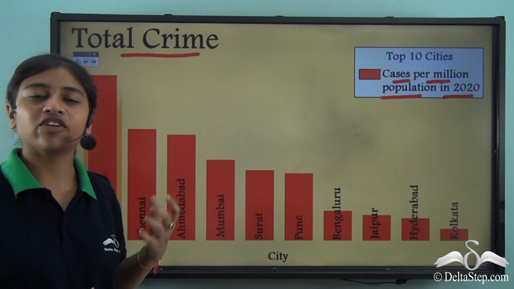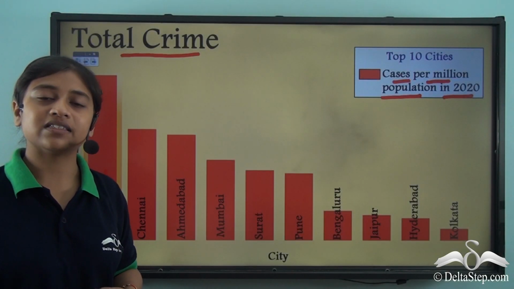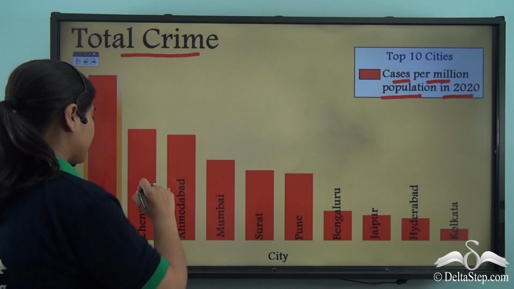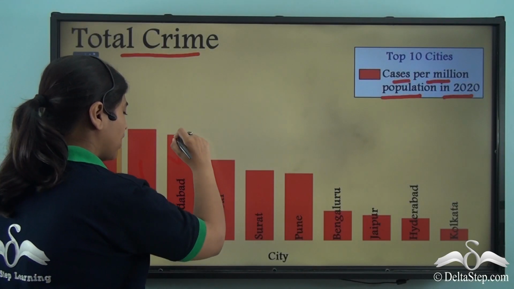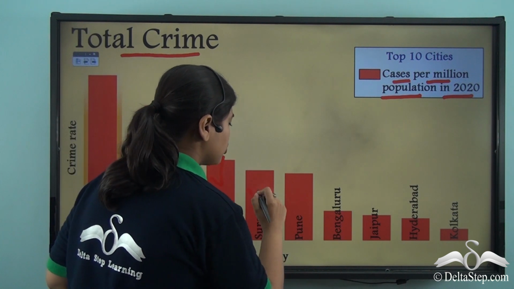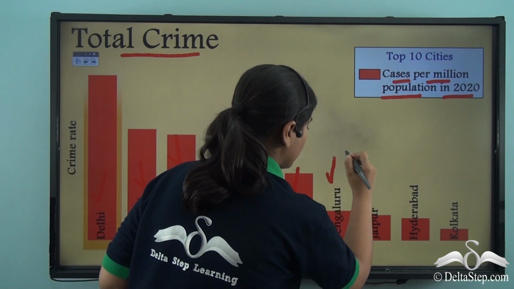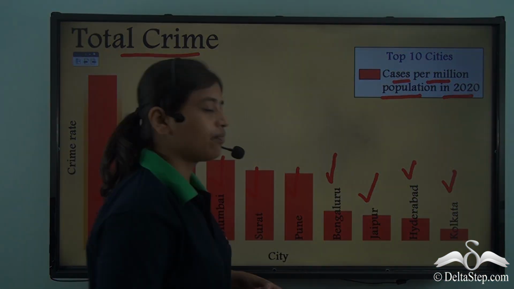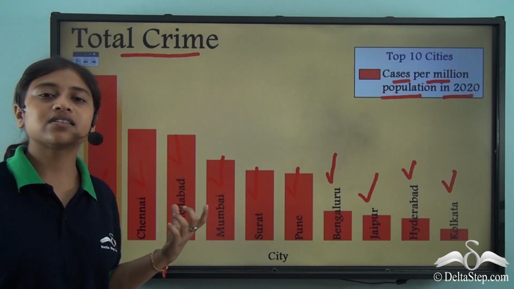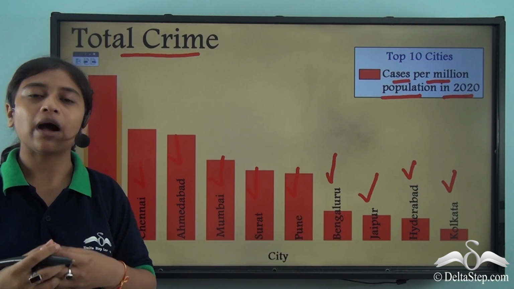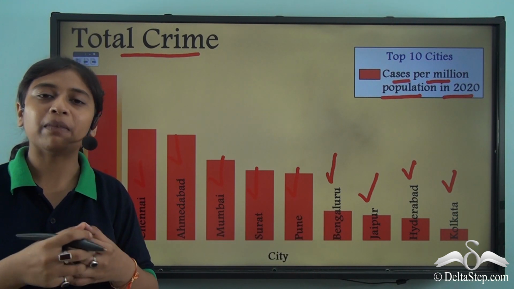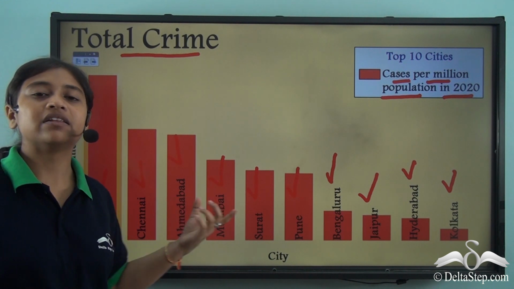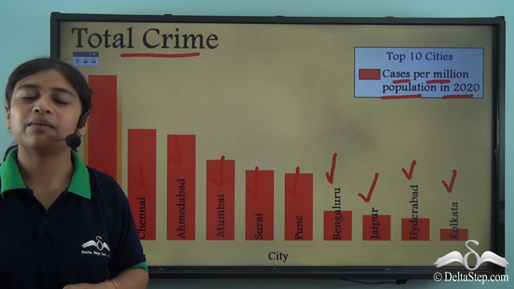So after Delhi, we also have other top cities that are highly developed but are in the same list. This includes Chennai, Ahmedabad, Mumbai, Surat, Pune, Bangalore, Jaipur, Hyderabad, and finally Kolkata. As we all are aware, these are some of the cities that people look up to and travel to or migrate to for a better standard of living. Unfortunately, they can also be listed among the top crime cities of India.